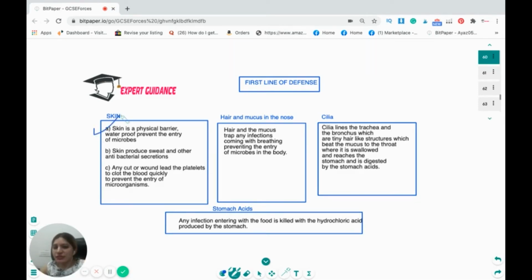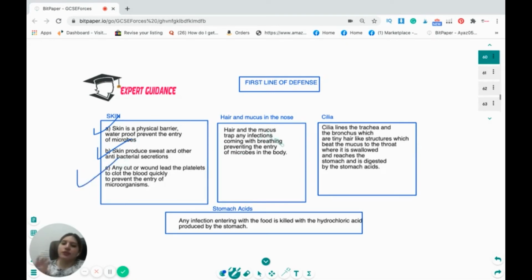Skin is a physical barrier. It is waterproof. It prevents the entry of microorganisms. The skin produces sweat and other antibacterial secretions. Any cut or wound leads the platelets to clot the blood quickly to prevent the entry of microorganisms.